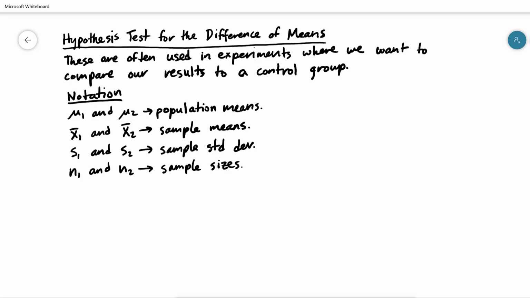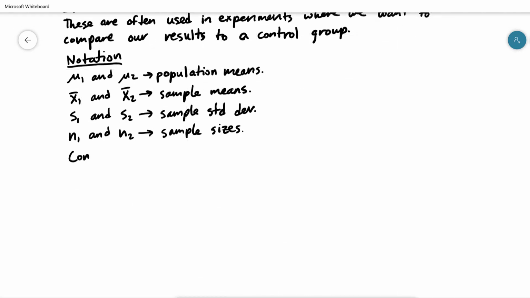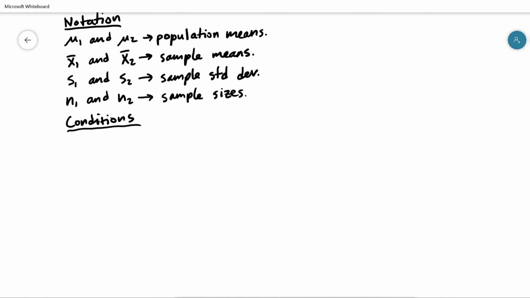So here's all of the new notation that we're going to have. The conditions that we're going to need to meet for this to run, they're similar to the ones that we've talked about in the past few scenarios. We need simple random samples.